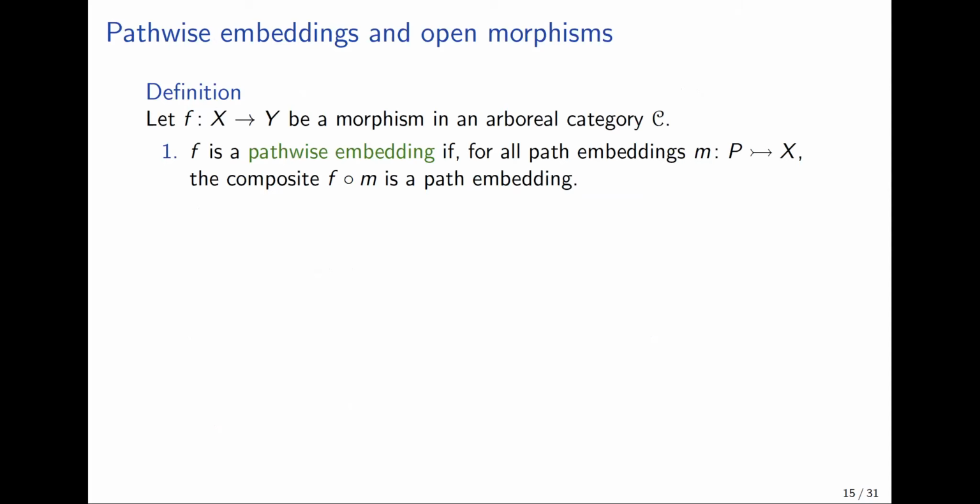Right, so there are some natural notions that you can define in an arboreal category. For instance, you can generalize the notion of embedding to obtain a notion of pathwise embedding. If you have a morphism f from X to Y in an arboreal category, you would say that f is a pathwise embedding if whenever you precompose it with some path embedding, the result is again a path embedding.